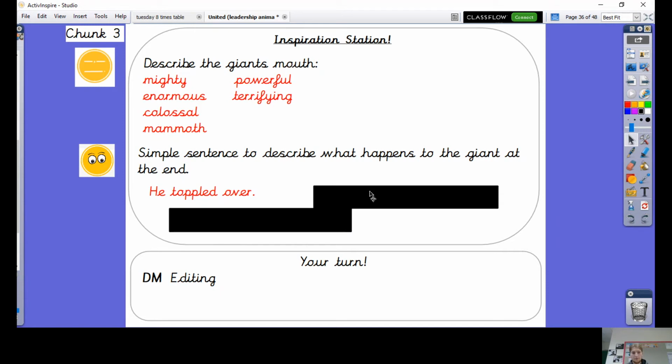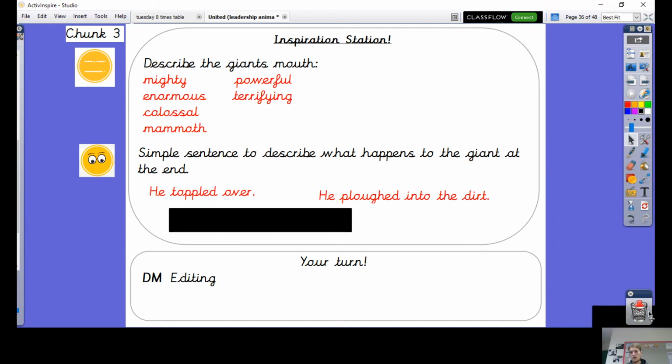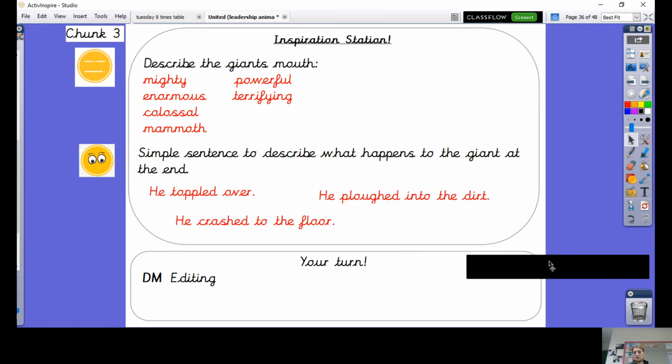Right then, I've got a few more example sentences just in case you didn't have many written down. So firstly, he ploughed into the dirt. Plough means hit it with a lot of force. He ploughed into the dirt because it's obviously quite a heavy animal. That's quite a nice one. He crashed to the floor. That's just another nice way of saying that he toppled over.